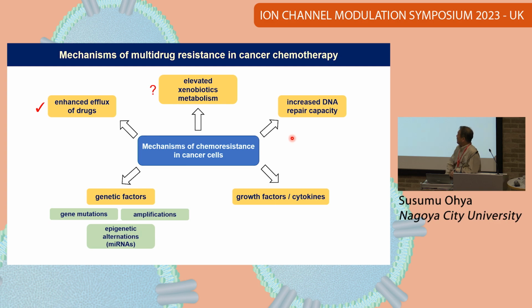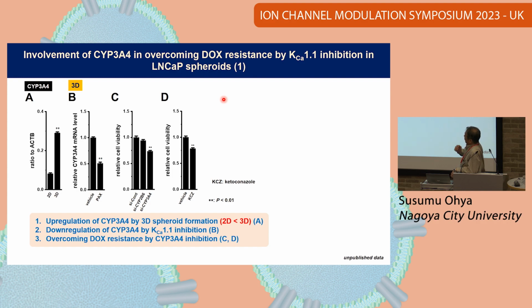Next, we checked the drug metabolizing enzymes, cytochrome P450, CYPs. Among the CYPs related to doxorubicin metabolization, the most major one, CYP3A4, is upregulated by the 3D spheroid formation, and paxilline treatment induced the downregulation of CYP3A4. And siRNA-mediated inhibition of CYP3A4 and pharmacological inhibition of CYP3A4 with ketoconazole both induced overcoming of the resistance to doxorubicin.